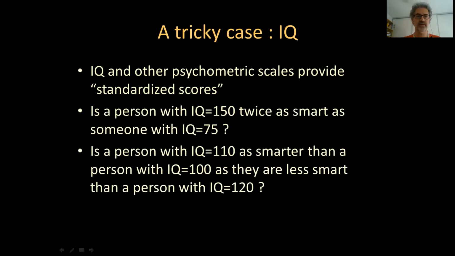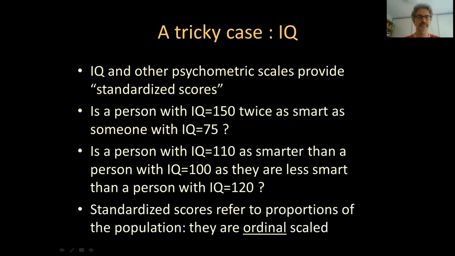Standardized scores are standardized to refer to proportions of the population. So an IQ of 100 means that you have an IQ that is equal to or higher than half of the population. So you're in the middle. You are at 50%. If you have an IQ of 110, it means you're smarter than 3/4 of the population. So you are at 75%. If you have an IQ of 120, it means that you have a higher IQ than 91% of the population. And that's what these numbers are computed to mean. They're set to mean exactly that.